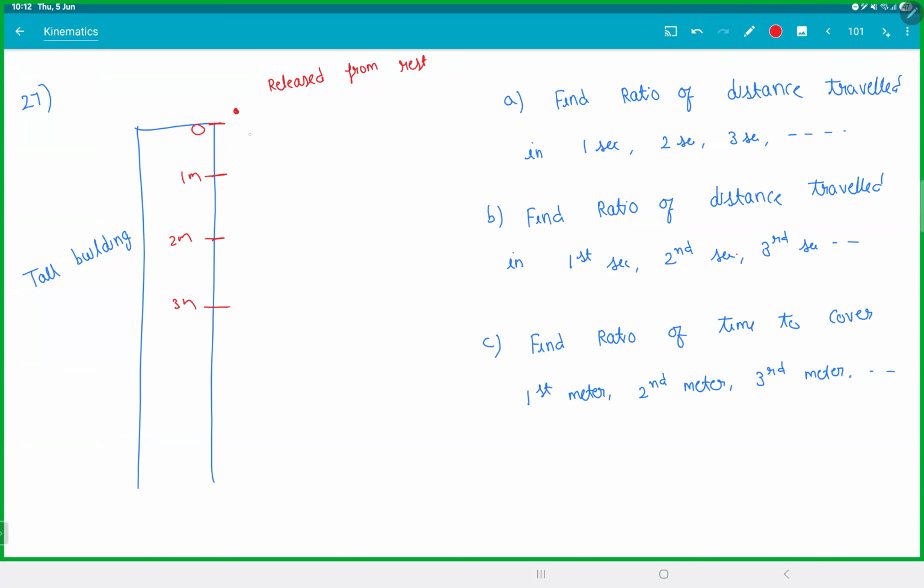So I am asking you, how much time did you take to cover 0 to 1? Let the time be t1. 1 to 2, time is t2. 2 to 3, time is t3. I want t1 is to t2 is to t3 is to t4. Are you getting what I'm asking in the third question? Find the ratio of time taken to cover the first meter, 0 to 1, 1 to 2, 2 to 3. The time for each distance I want. Let's get the three questions, everyone.